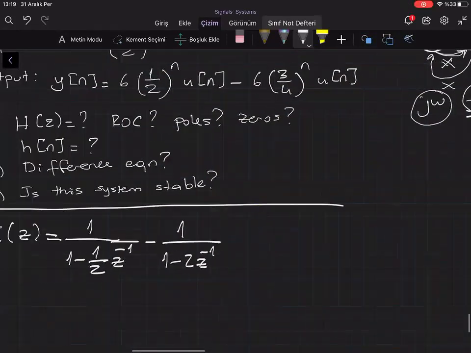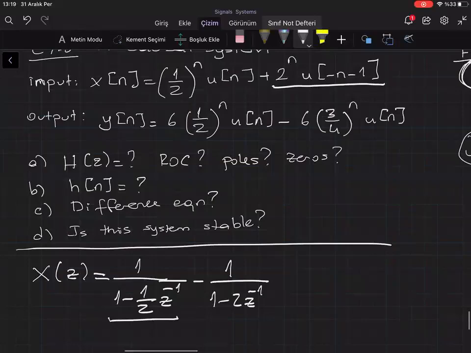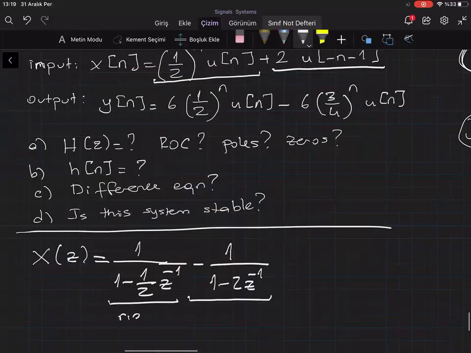So for x of n being 1 over 2 to the power n u[n], this was the Z transform. And for 2 to the power n, this was the Z transform, okay? Can you tell me what would be the ROC of this sequence? Is this a right-sided or left-sided sequence? Is the first part a right-sided or left-sided sequence? Right-sided. Right. The first part is right-sided, so I'm going to write it right here.